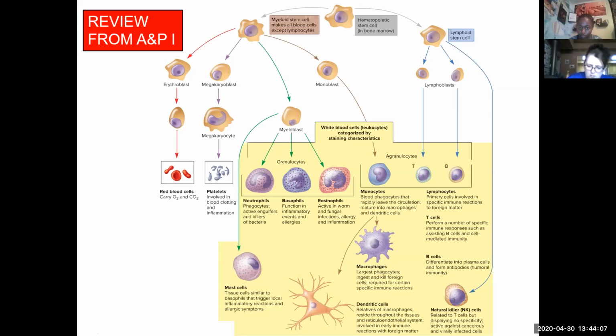Natural killer cells, they're called. Don't you love that name, natural killer? I'm glad I got those.